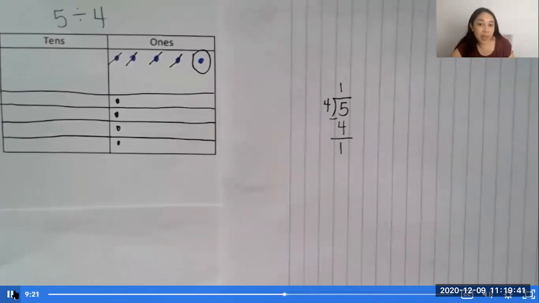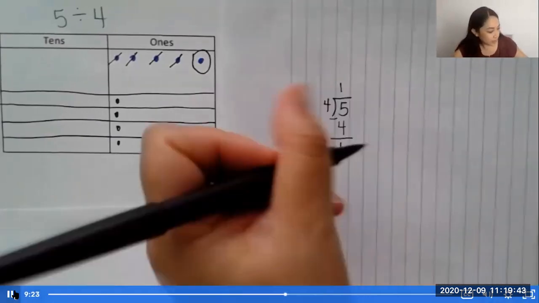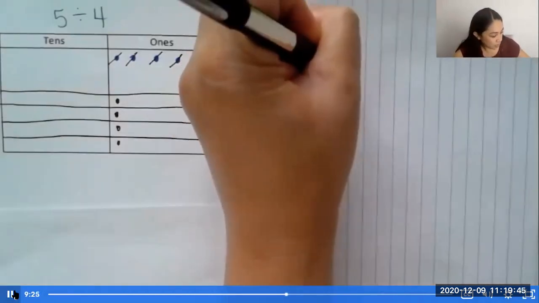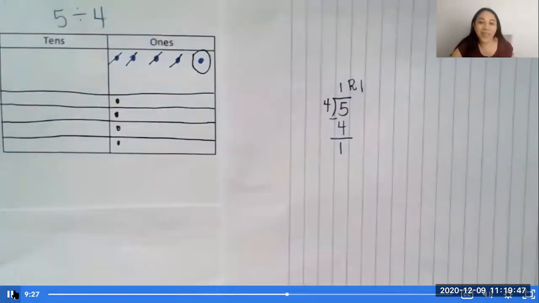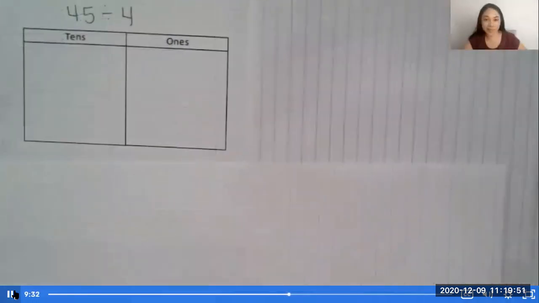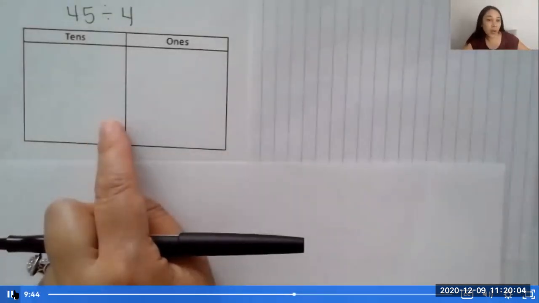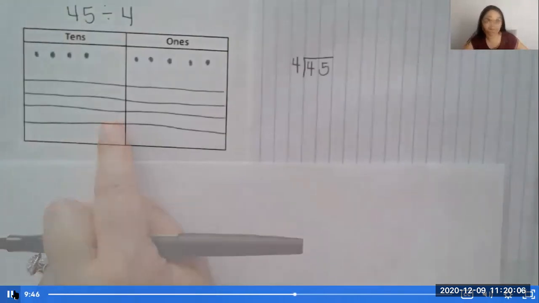Watch as I record the remainder numerically. Do this on your paper now. Our next problem is 45 divided by 4. Pause the video here to first represent the whole and the divisor on the place value chart. Then record the written problem.